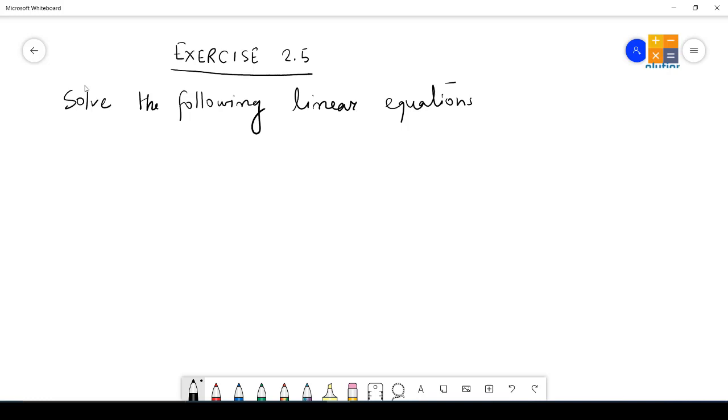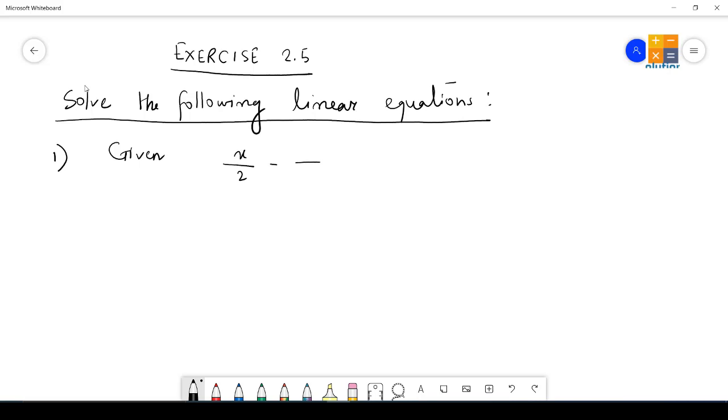Actually, this type of question we had already done in the previous videos. This is the first question. Given x by 2, this is the equation actually, x by 2 minus 1 by 5 is equal to x by 3 plus 1 by 4.